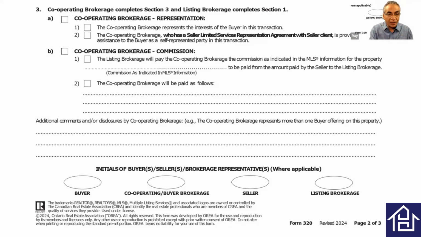And then the next section, part B, talks about commission. The first one, you select if the commission is what's paid on MLS. And the second one is when you have a special arrangement in regards to commission, then you can write it down. And at the bottom of the page, again, there are the initials that you have to put by all parties involved. Now, the third page that you have here is just the signatures.